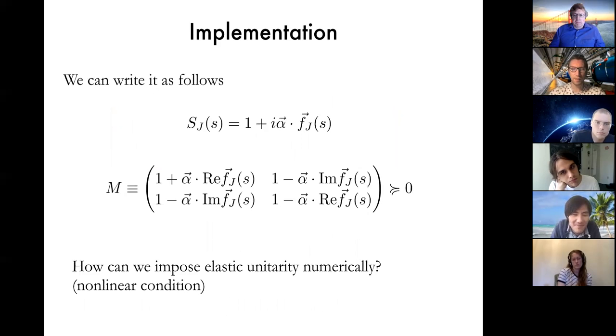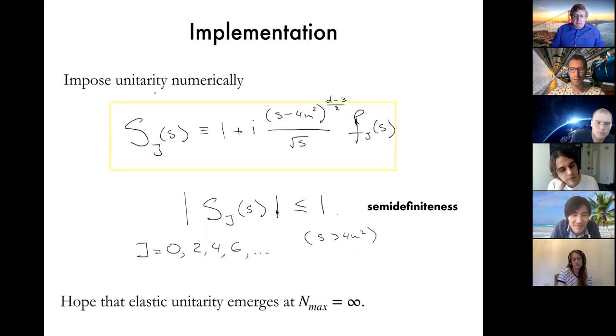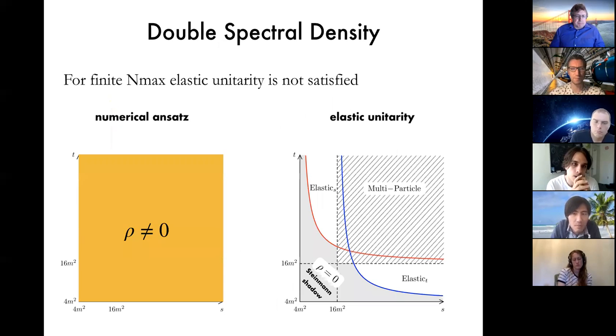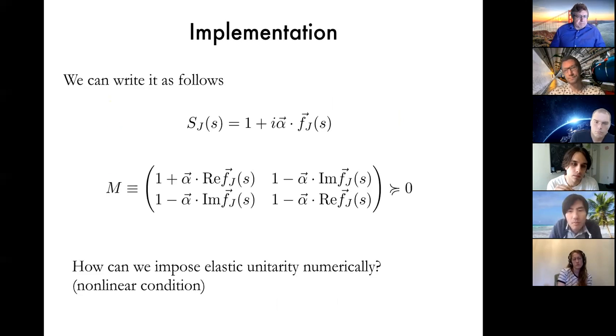And the point is that elastic unitarity is a statement that something is actually equal to 1, and it becomes a nonlinear equation, which is not clear how to implement numerically. But it's also clear that it doesn't make sense to implement it numerically in this way, because then your ansatz clearly violates it. So we should do something else.